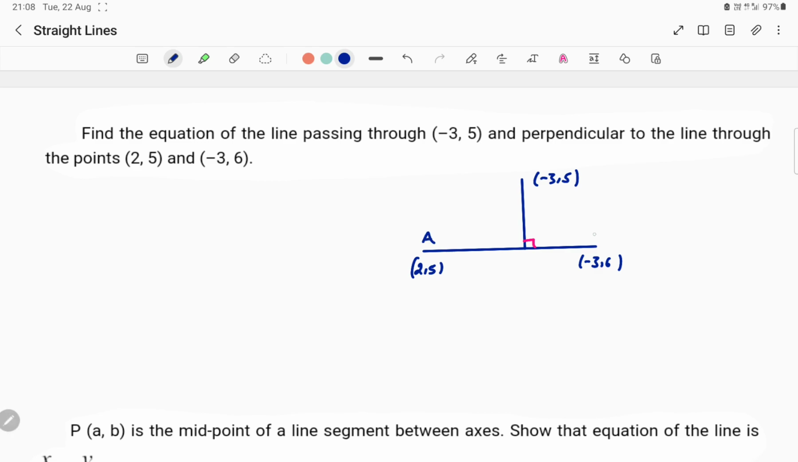So if I call this point A and B, and if I call this point P and Q, is it possible to find the slope of AB? Answer is yes. AB slope is how much? 6 minus 5 divided by minus 3 minus 2. So we got minus 1 by 5. This is the slope of AB. So now what is the slope of PQ? We know that slope of PQ into slope of AB is equal to minus 1. So from here we get that the slope of PQ is going to be 5.